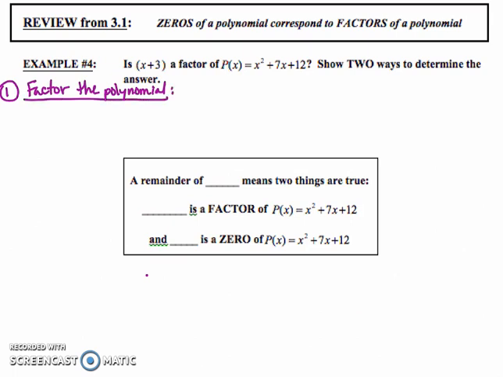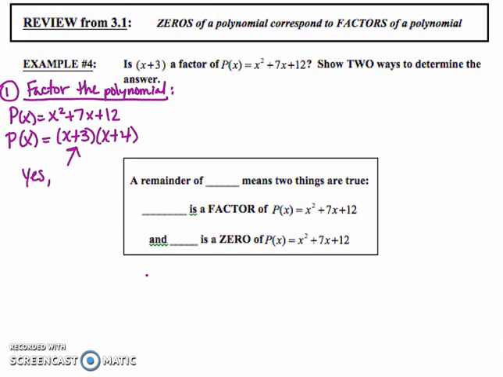So if I'm going to factor p of x equals x squared plus 7x plus 12, then I'm looking for a pair of numbers that multiplies to make 12 and adds to make 7. And I know that that pair of numbers is going to be 3 and 4. So my factors are x plus 3 times x plus 4. And so as you can see right here, yes, x plus 3 is a factor of the polynomial.